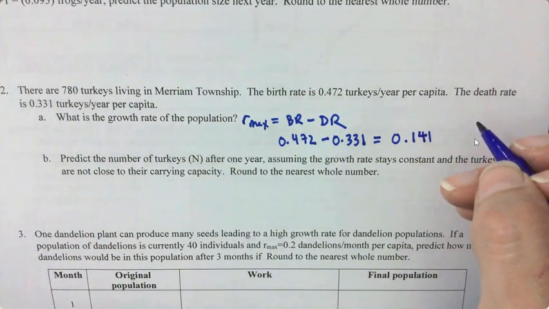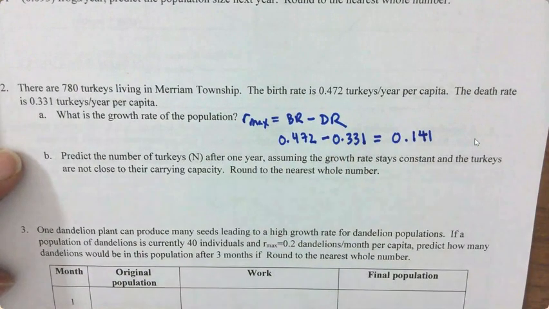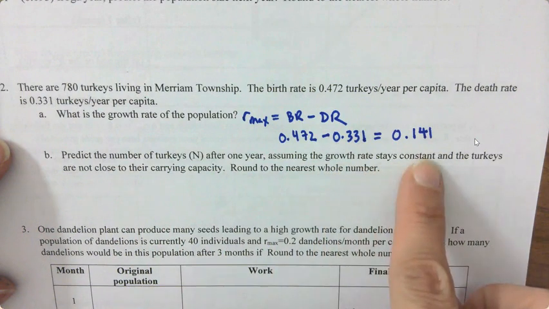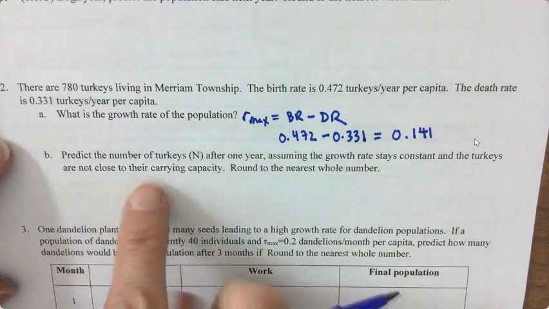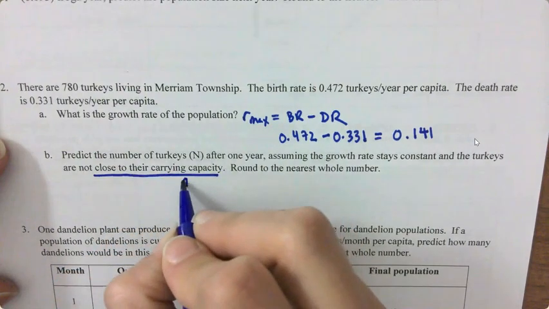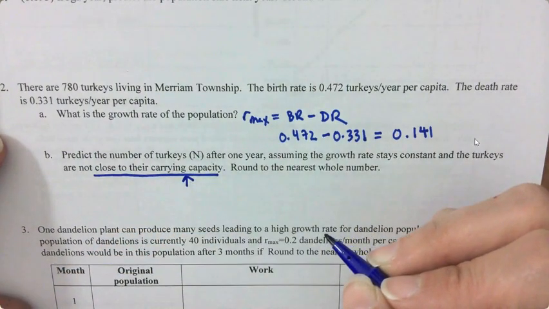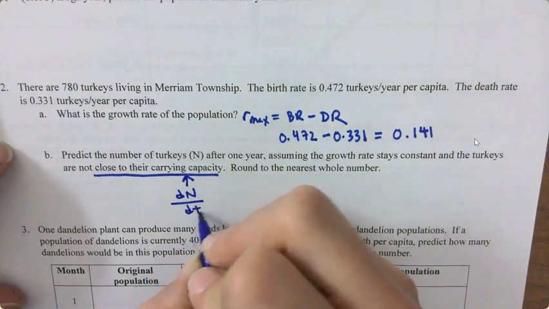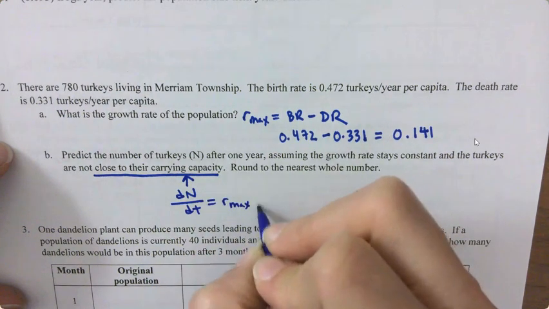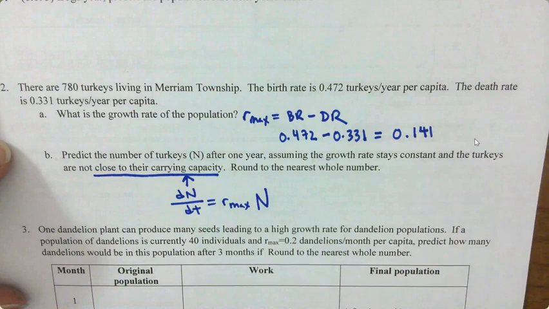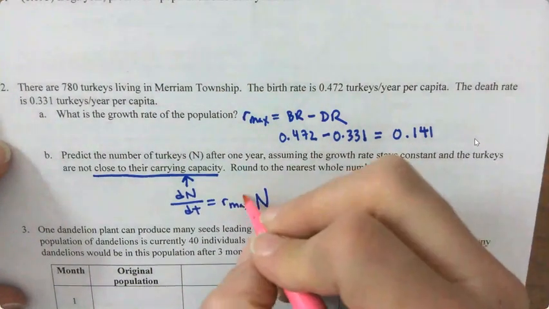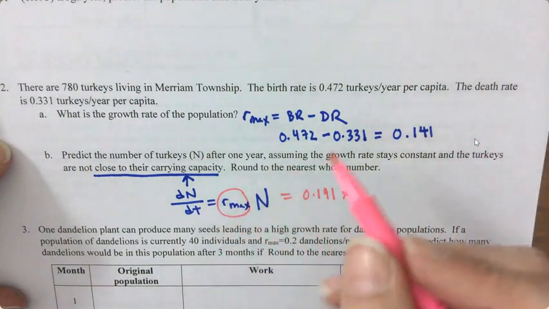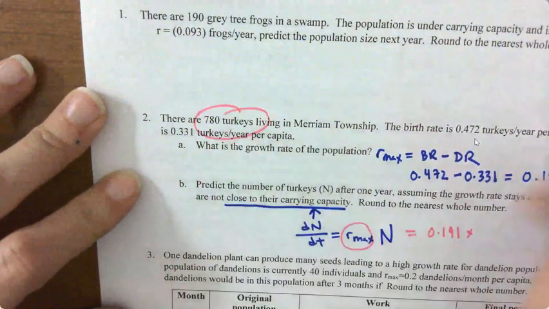Okay. The next thing you need to do is think about, is this problem asking you for exponential or logistic growth? Predict the number of turkeys after 1 year, assuming that the growth rate stays constant, so that's R max, and the turkeys are not close to their carrying capacity. So if they're not close to their carrying capacity, okay, then they're in exponential growth. So we're going to use the equation dN over dt equals R max times the number of organisms in the population. So in this case, we calculated R max. R max is 0.141. And the total number of organisms in the population at the beginning are 780 turkeys.